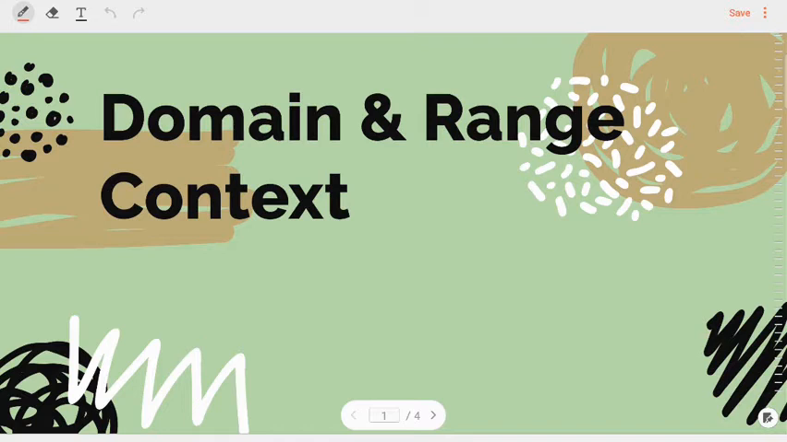Now, if my problem does not include the variables x and y, remember x stands for the input values and y stands for the output values. So if there's no x and y, what I need to figure out is what input values do I have for the domain and what output values do I have for the range.